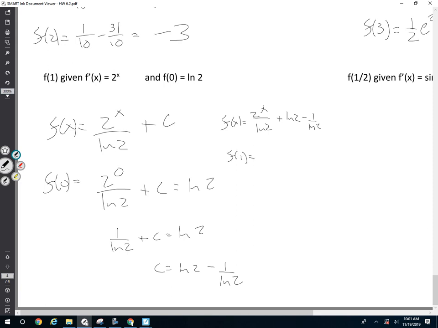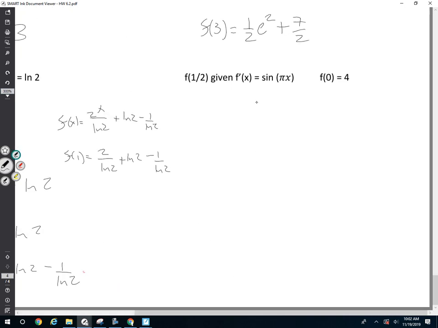F of 1. 2 over log 2 plus log 2 minus 1 over log 2. That's 2 minus 1 over log 2. I mean, let me see. If I multiply this by log 2 over log 2, I'd get log 2 squared minus 1 over log 2. That doesn't help me at all. Yeah, that's what I thought. Not a great problem designed by Mr. Messner. Let's just go ahead and say that's the answer.